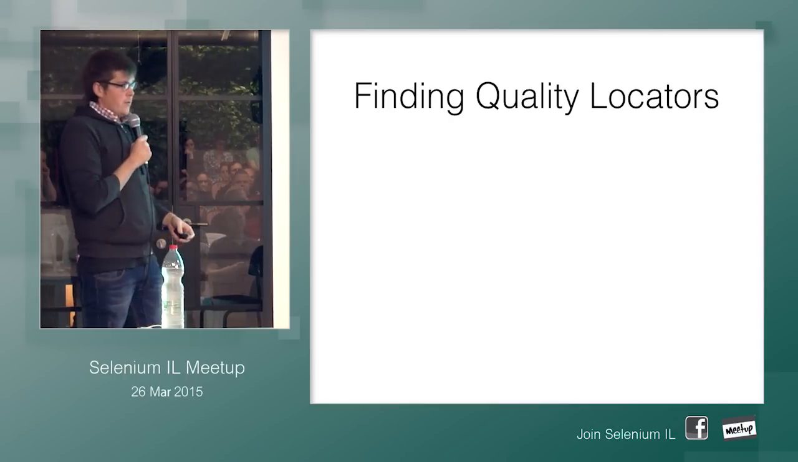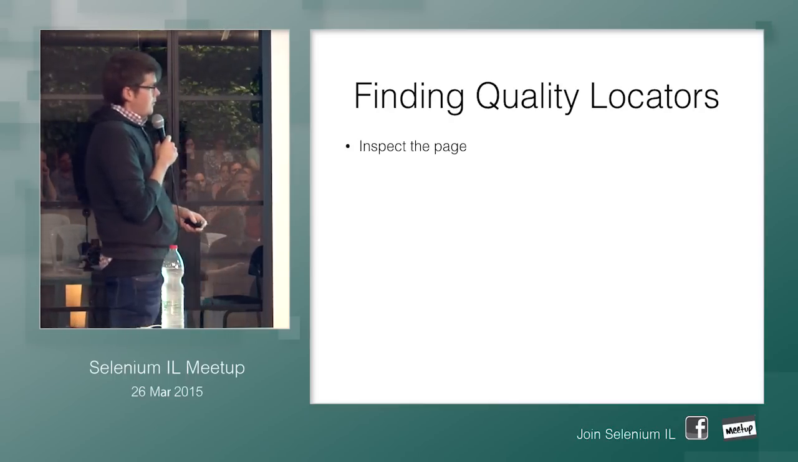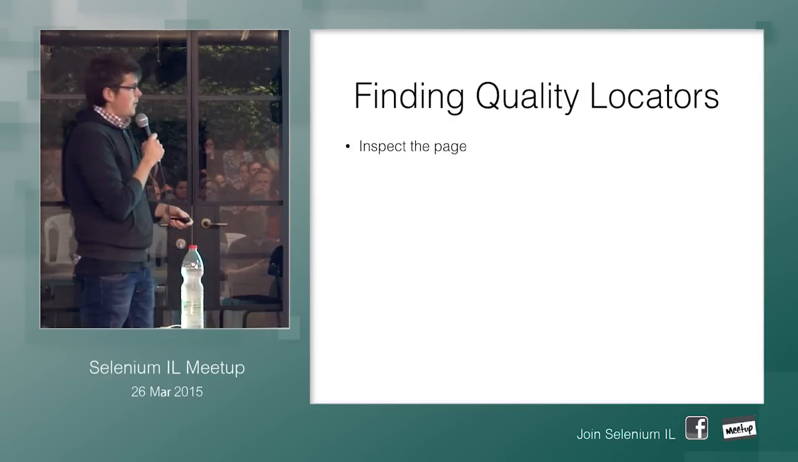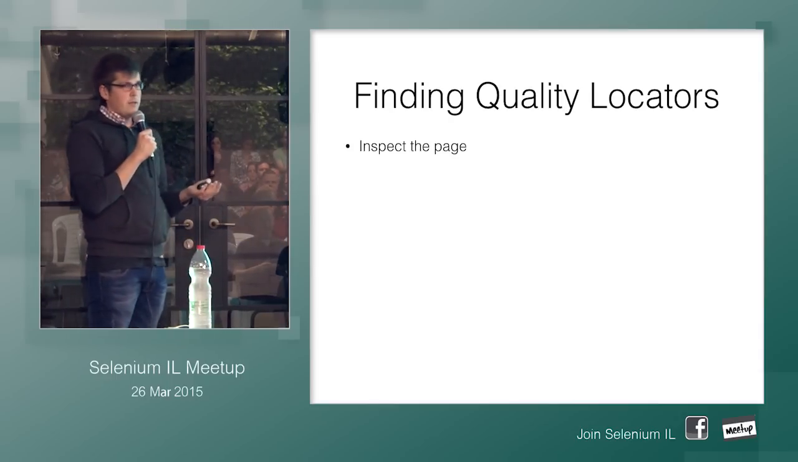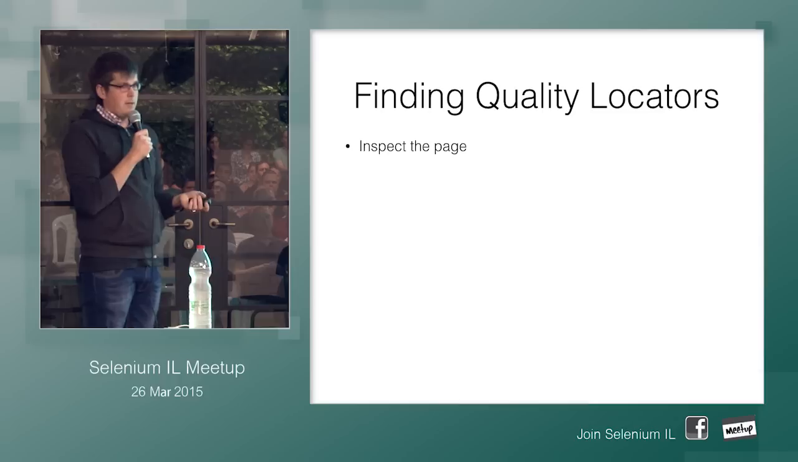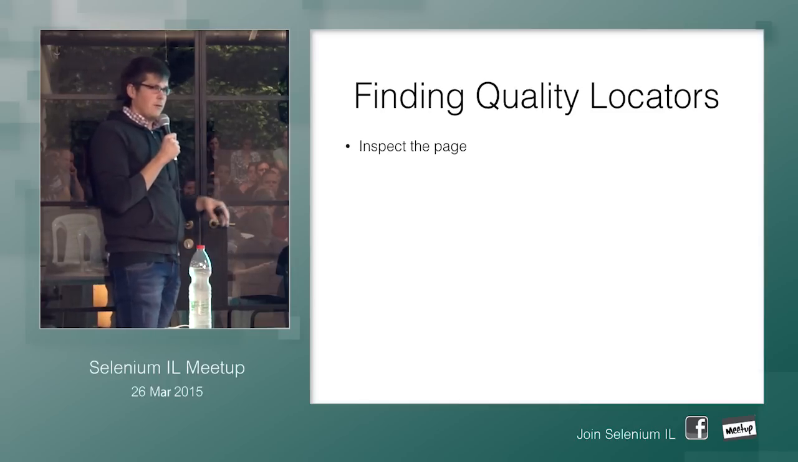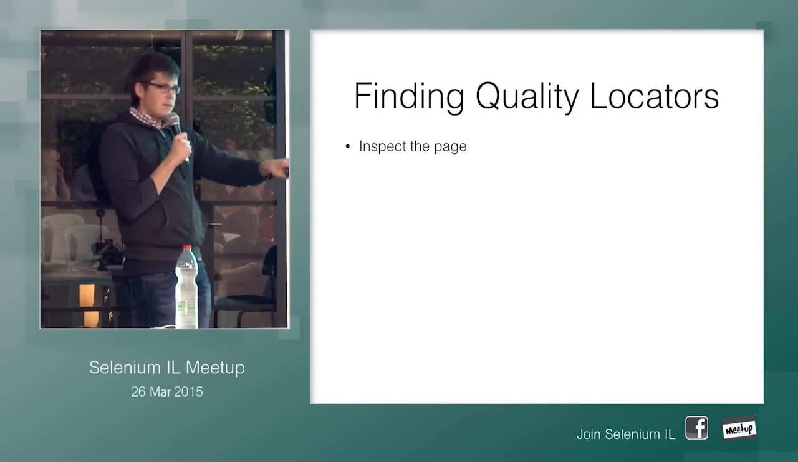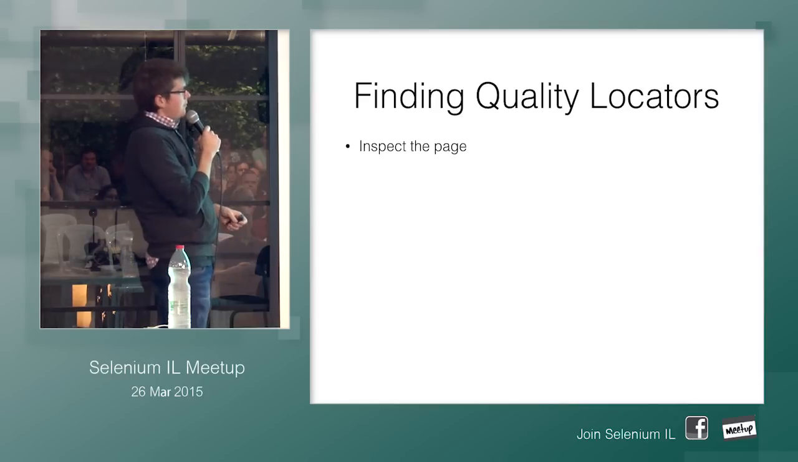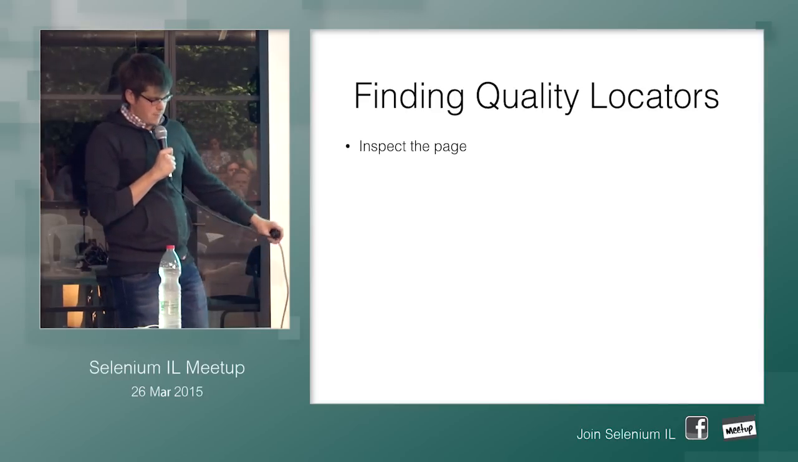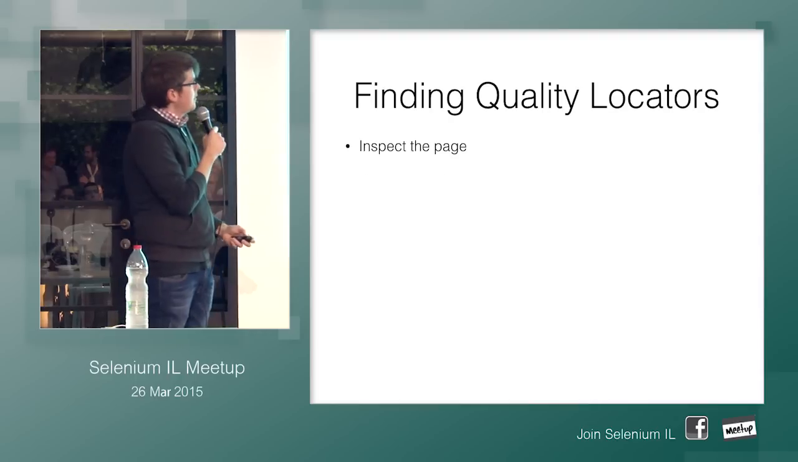Now, in terms of finding quality locators, hopefully most of this is rudimentary for you guys, but there's the obvious: right-click on an element in your browser and inspect the page. If you're using a modern browser, hopefully you all are, not Lynx or IE6 or something like that, then you can inspect the page and see what the markup is.